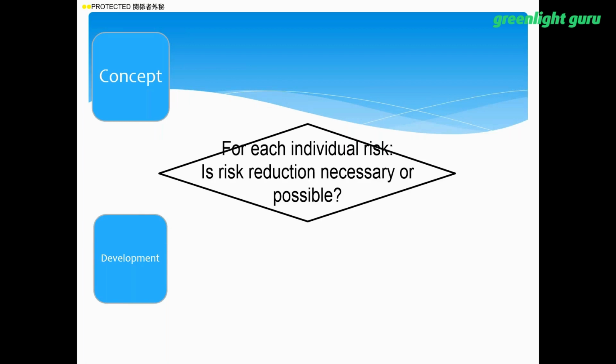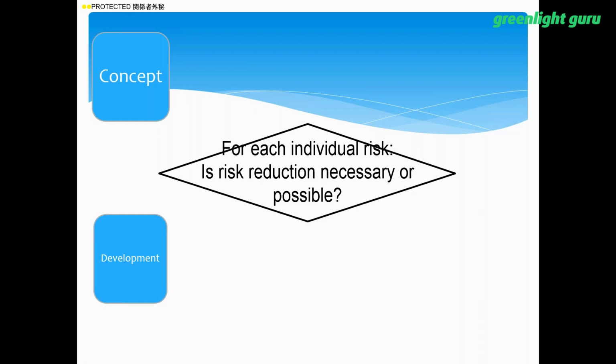Then you look at each individual risk and ask, is risk reduction necessary, or is it possible? Now, before we get too far into this, recognize there are actually two standards in effect right now. We have the standard in Europe, which is EN ISO 14971:2012, and in part of that standard they talk about the AFAP region, which is as far as possible.